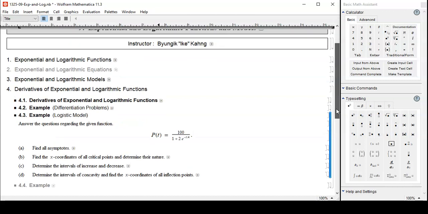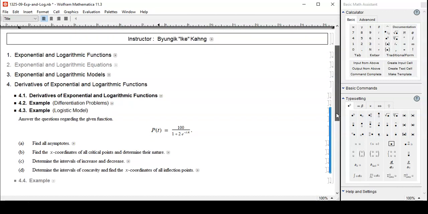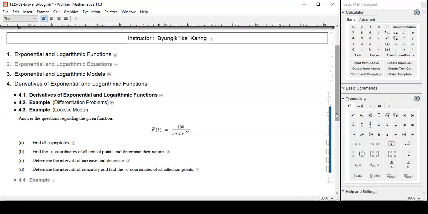Alright, how about the next problem here? Answer the questions regarding the given function, and we have a logistic growth model. Find all asymptotes. Well, the algebraic expression is here, and then the problem asks you about asymptotes, or minimum or maximum, increasing, decreasing. The very first thing you should do is to graph this function, and then take a reasonable guess before starting anything.